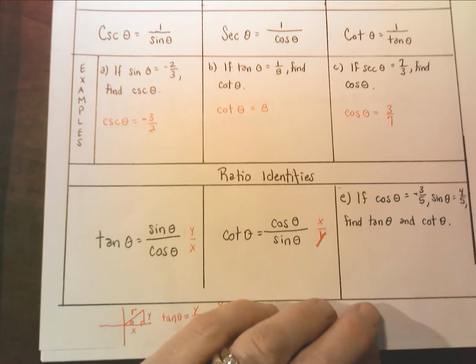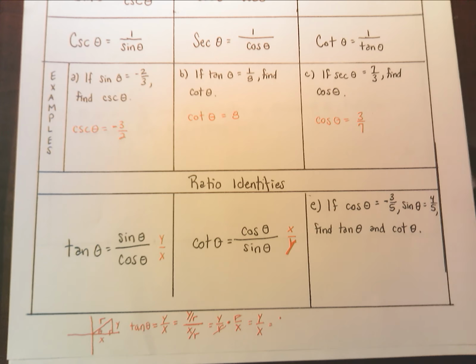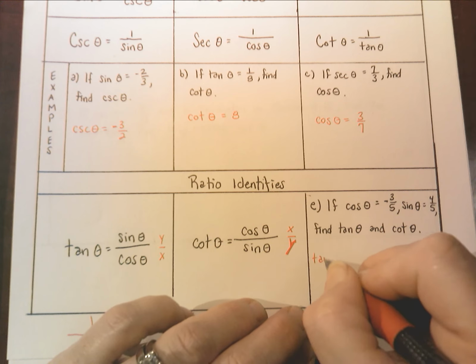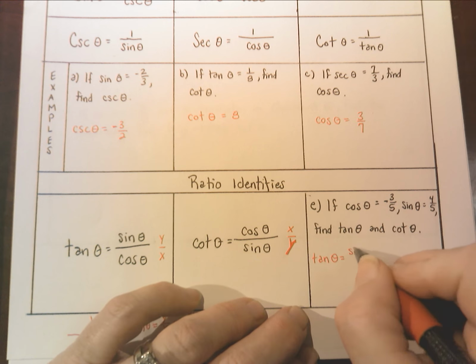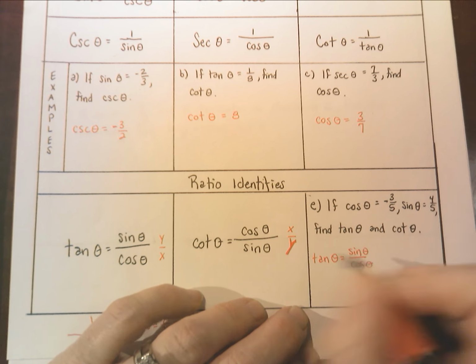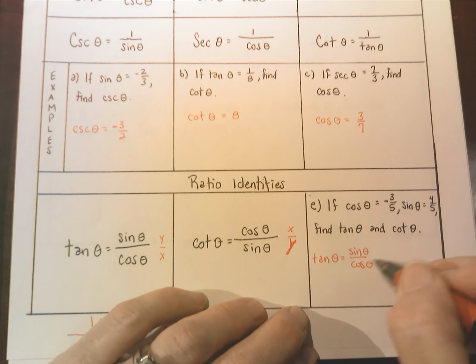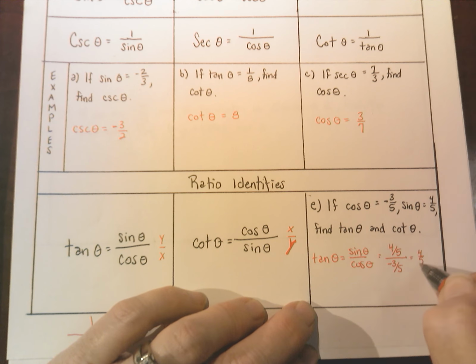All right, an example using the ratio identity. It gives me cosine to be negative 3/5, sine to be 4/5. If I'm trying to find tangent, all I really need to do is take sine over cosine. I'm just following directly what the identity says. That sine is 4/5, which goes on top, divided by the cosine, which is negative 3/5. Simplify that: 4/5 multiplied by the reciprocal of negative 3/5, which is negative 5/3. Those divide out, and I end up with negative 4/3.